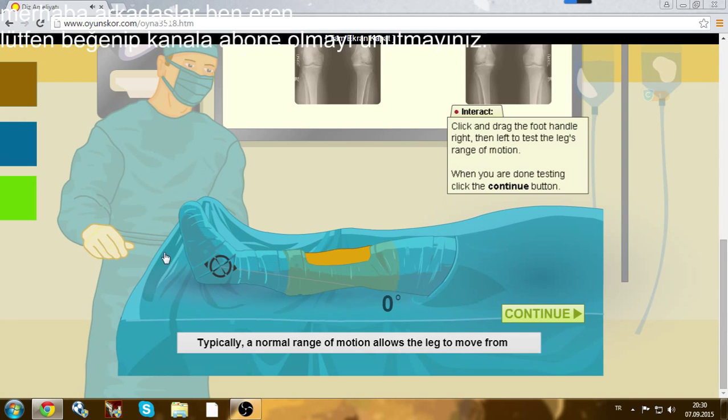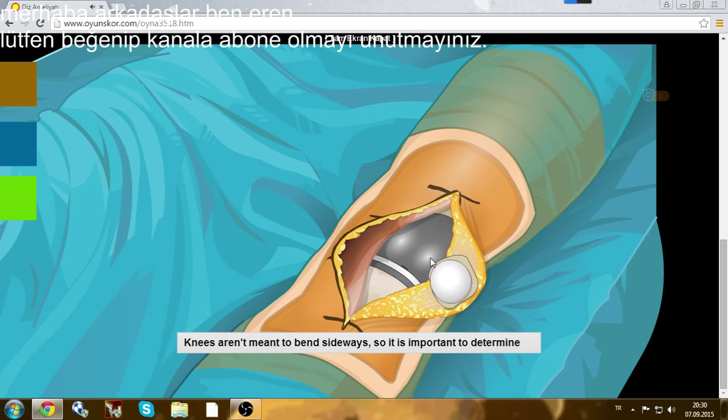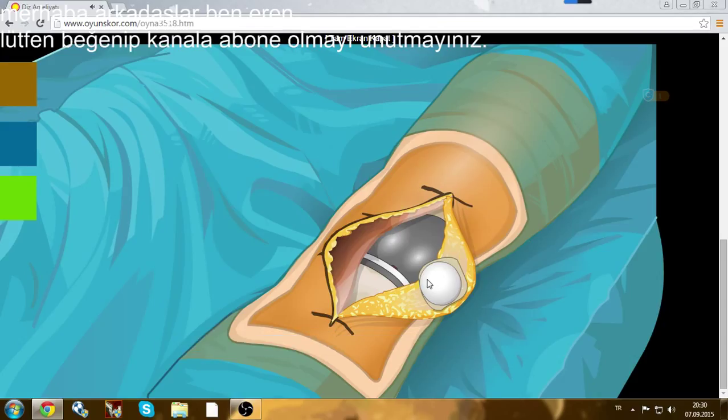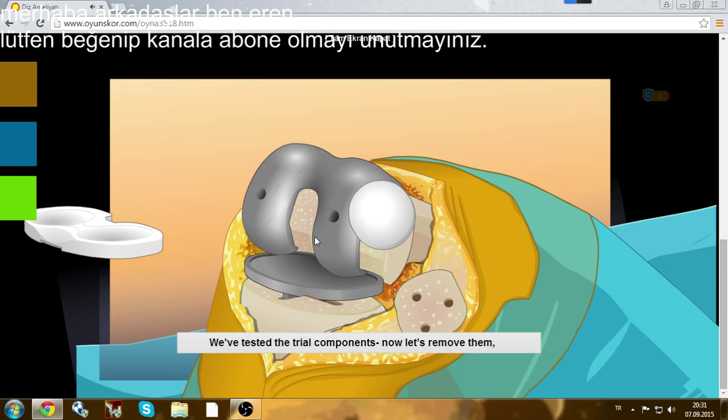Typically, a normal range of motion allows the legs. Knees aren't meant to bend sideways, so it's important to determine whether there is a gap or space between the femoral and tibial components. There's no noticeable gap, so this knee is a good fit. Why do you think there are so many steps taken to ensure proper alignment? Great! We've tested the trial components.